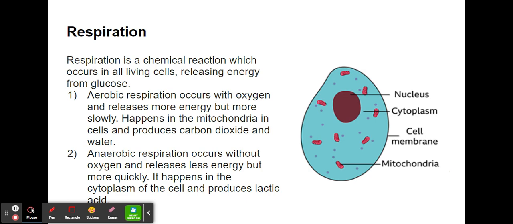Now, the other type of respiration is anaerobic respiration. This happens without oxygen. So when there's no oxygen present, in order for the cell to keep producing energy, for it to be able to do the things that it needs, the cell will carry out anaerobic respiration. Now, the disadvantage is that it releases less energy, but it does release that energy more quickly when the cell is in desperate need of it. Now, it happens in the cytoplasm, so it doesn't happen in the same place in the cell, and it doesn't produce the same waste product either. It produces lactic acid as its waste product.